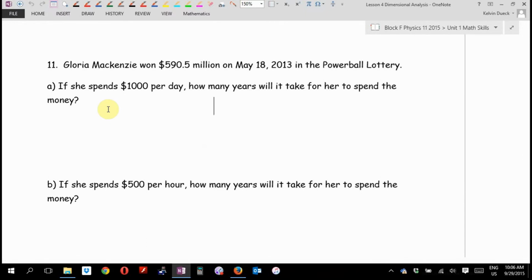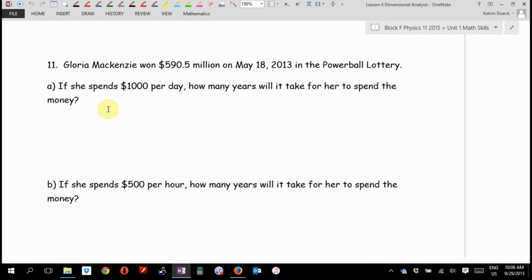It says, Gloria Mackenzie won $590.5 million on May 18th, 2013 in the Powerball lottery. If she spends $1,000 per day, how many years will it take for her to spend the money?